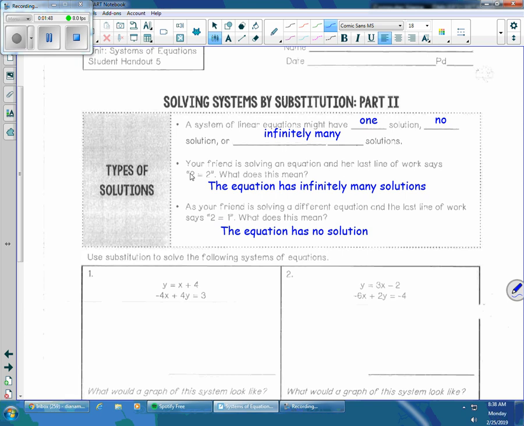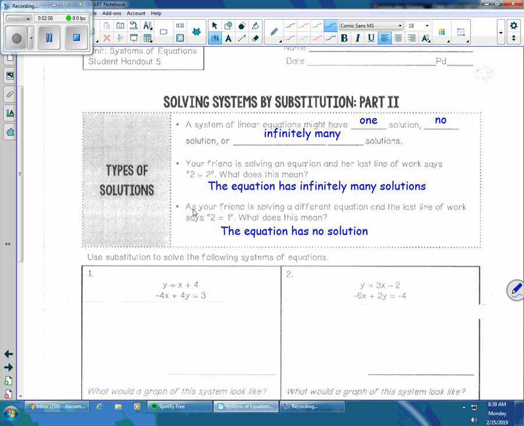So in these next couple of lines, your friend is solving an equation and the last line of her work says 2 equals 2. What does this mean? Well, remember back to December, when our variable terms drop out and we have a true statement left, it means the equation has infinitely many solutions.